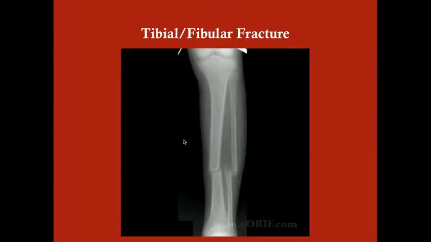So here's a tibial fibular fracture. This would probably be a patient that got hit by a car, and this was the line of force right here. It's very frequent to see both of these happening in unison.